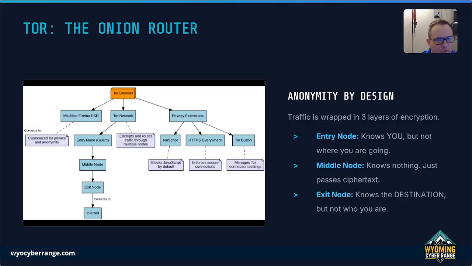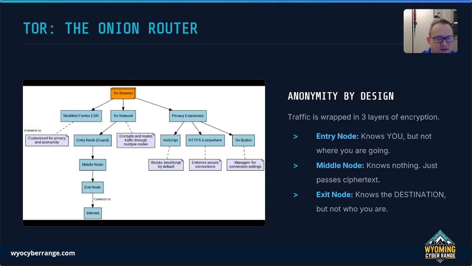Now, Tor, or the onion router, is going to provide anonymity by default. When a user connects to a Tor service, their traffic is wrapped in three layers of encryption. The traffic passes through three nodes as well. The first node is the entry node. The entry node knows who you are, but not who your destination is. The middle node knows absolutely nothing about the source or destination. It just passes the ciphertext along. And then the exit node knows the final destination and the decrypted payload, but does not know who you are.